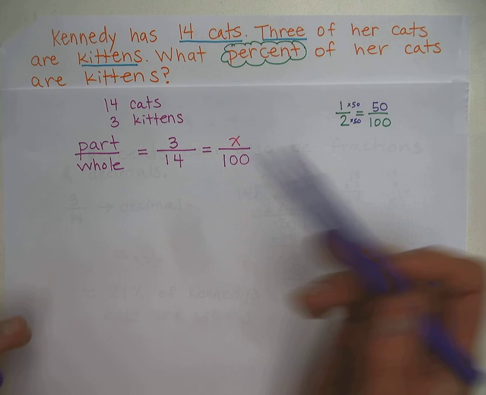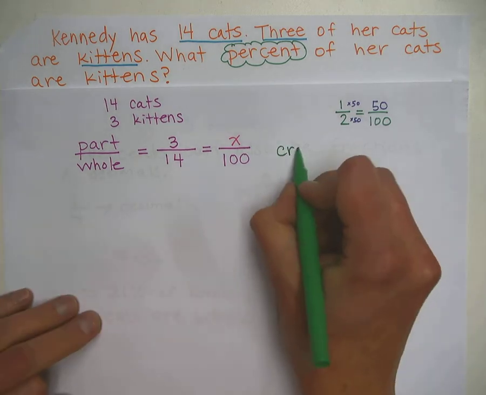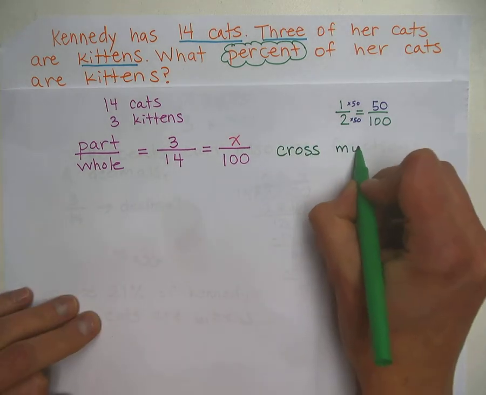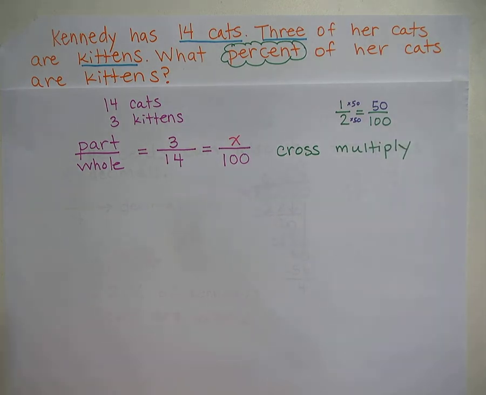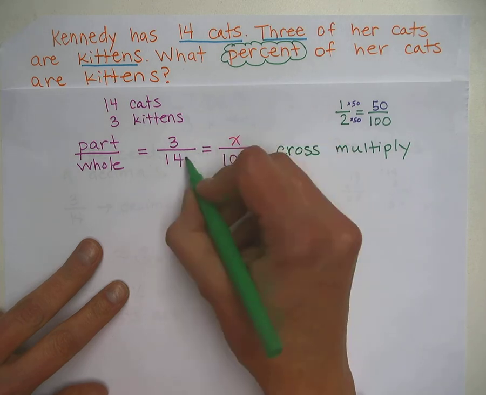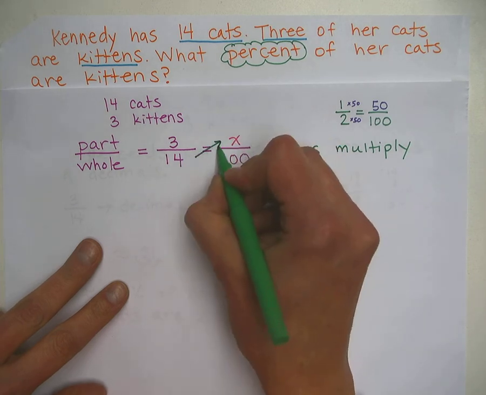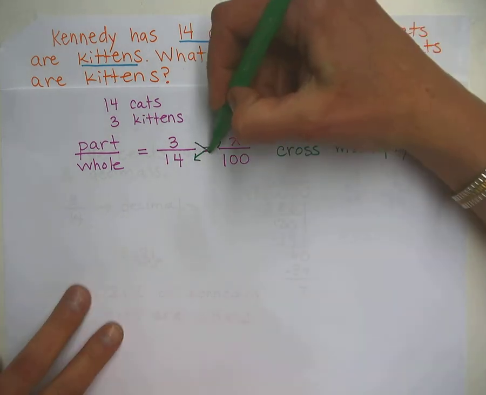So we're going to do it a slightly different way. We're going to use something called cross multiplication. Cross multiply. Cross multiplying is when you multiply the values or the digits that are across from each other. So you have 14 across the way from x, and 3 across from 100.